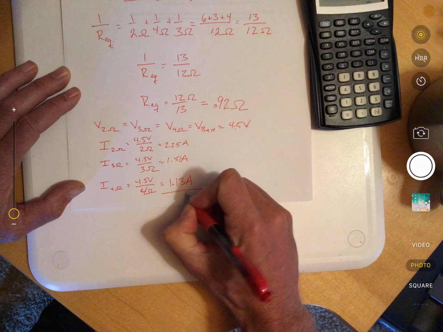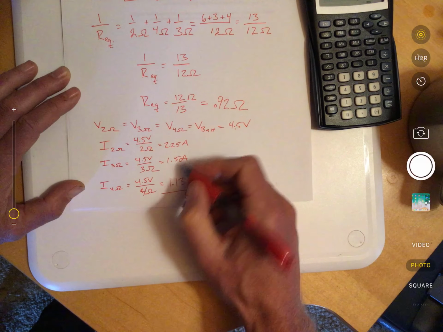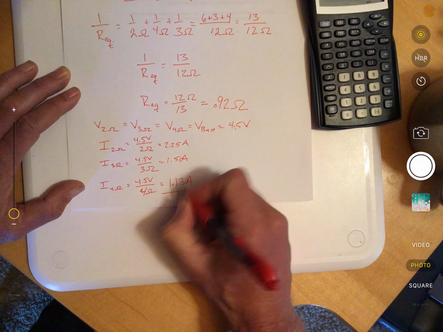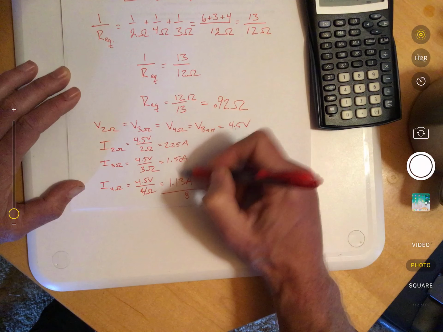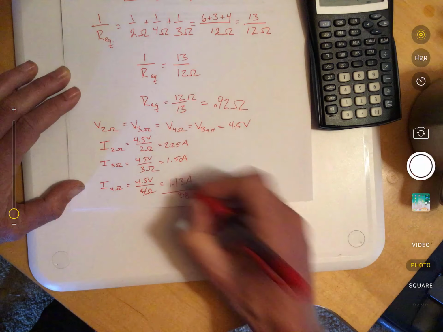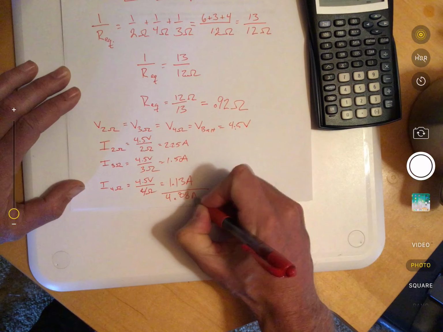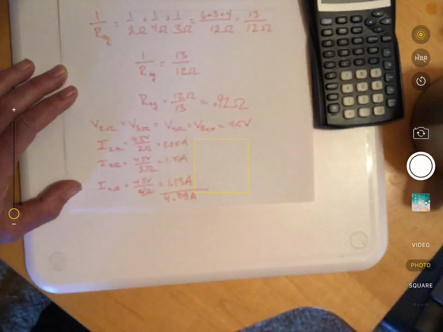Why am I stalling out here? So I'm expecting a current of about 4.88 amps.